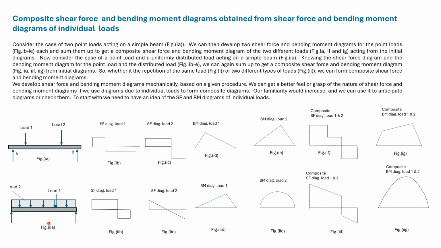Let us look at a second case where there are two different types of loads. So there's a point load acting here and a UDL acting. Due to the point load, this is the SF diagram, and due to the UDL, this is the SF diagram. This is the bending moment diagram due to the point load, and this is the bending moment diagram due to the UDL.